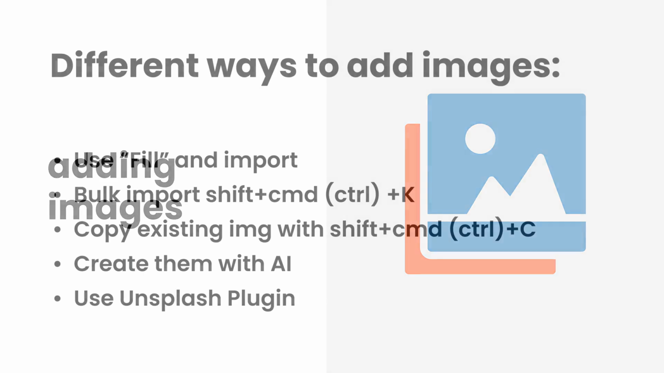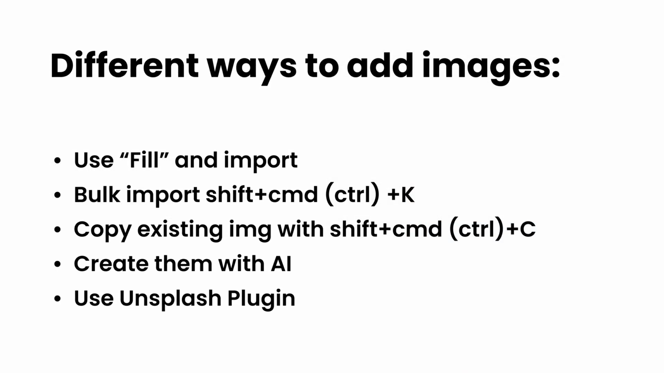Adding images to your designs. There are different ways to add images to your designs. You can either use the fill menu and import them. You can bulk import them. You can copy existing images from your artboard. You can create them with AI, or you can use a plugin such as Unsplash.